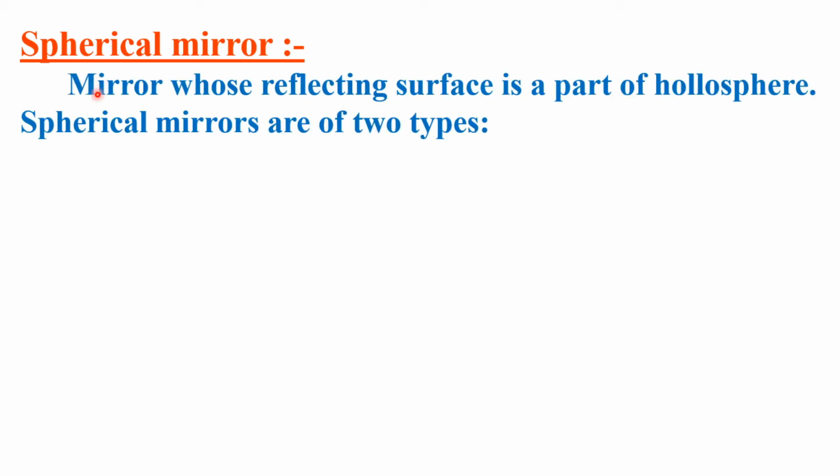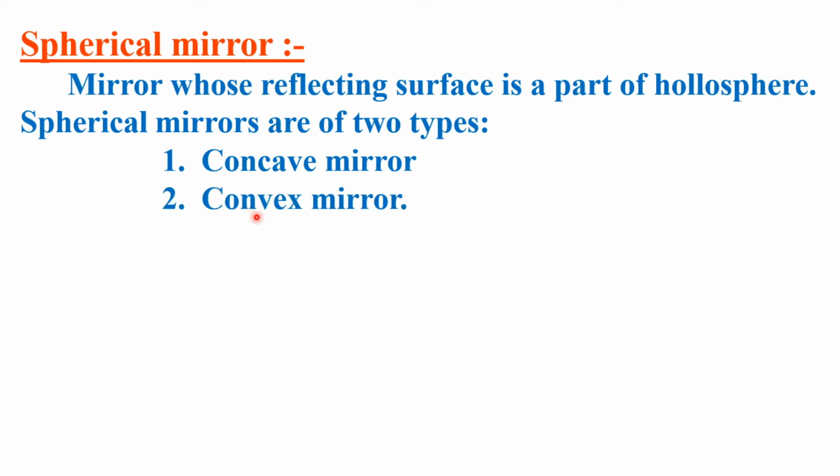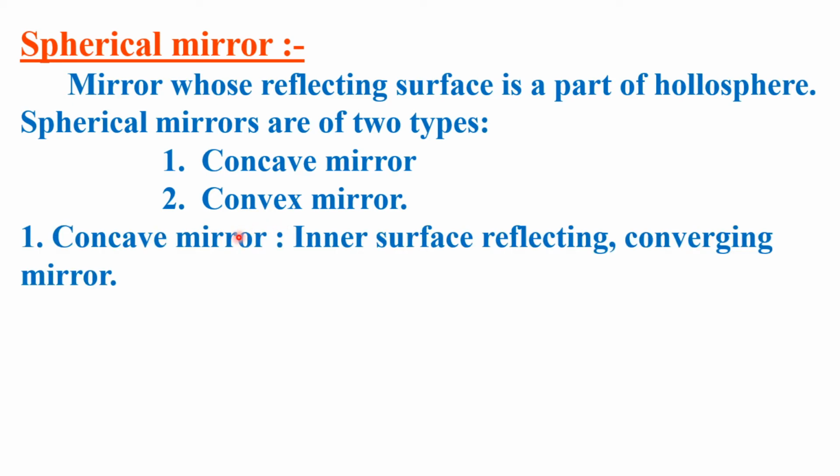Next part is of spherical mirror. The mirror whose reflecting surface is a part of a hollow sphere is called as spherical mirror. The spherical mirrors are of two types. The first one is concave mirror and the second one is convex. Now let us see the difference between concave mirror and the convex mirror. It has the inner surface reflecting.